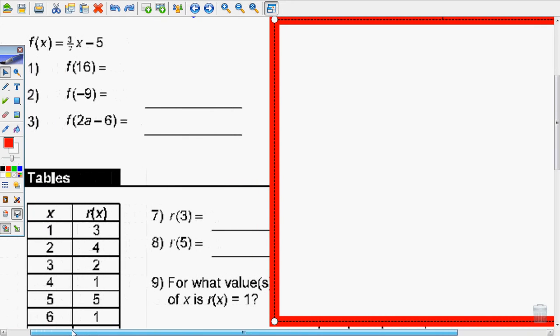All right, so first step is, again, we plug in and then we PEMDAS it. So plugging in, this is called function notation.